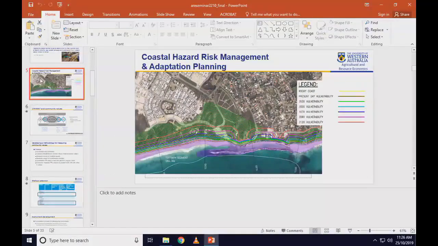Come on, up you come. Where on this machine is the full screen?